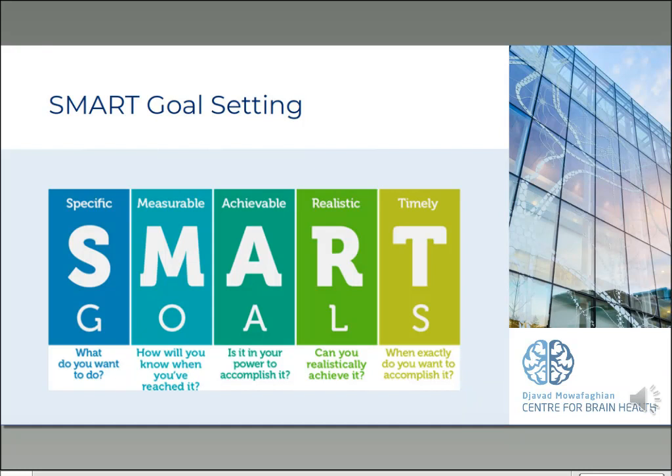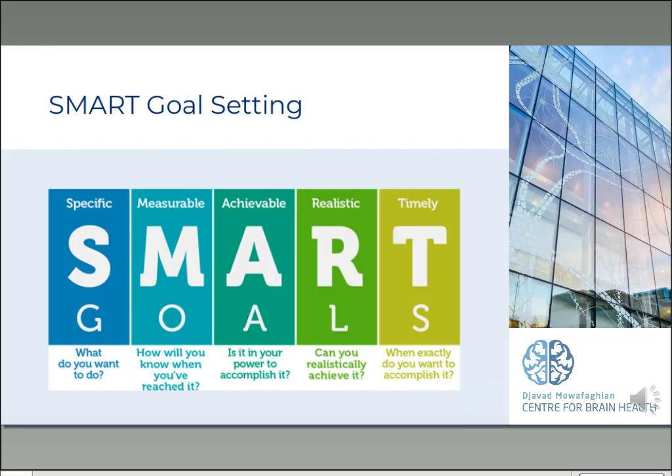Make your goals measurable. It's much easier and more rewarding to track your progress if your goals are quantifiable. So measuring your goal can be done in a time, such as walking for 20 minutes, or it could be done in distance, such as swimming a kilometer.